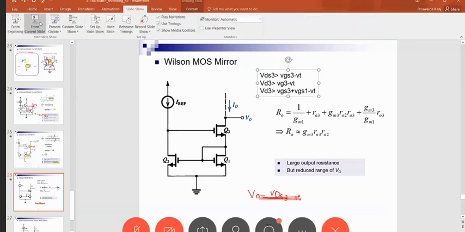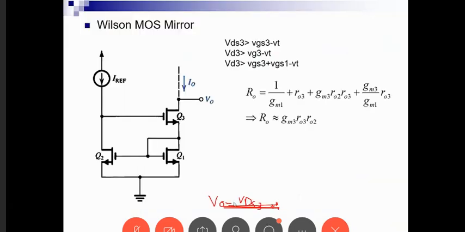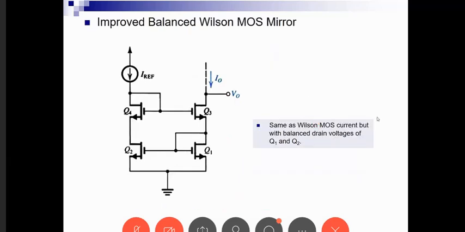So therefore, whenever we have a stack of 2 transistors, typically we will have 2 VOVs involved. Okay, so the range of VO gets smaller, and likewise the resistance that we have gets larger.